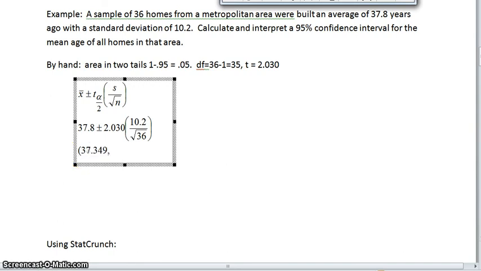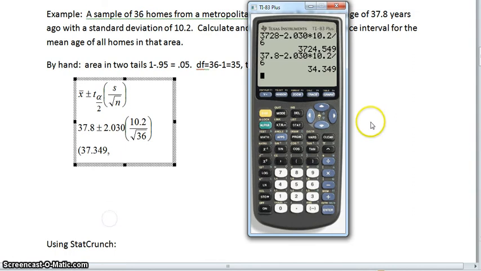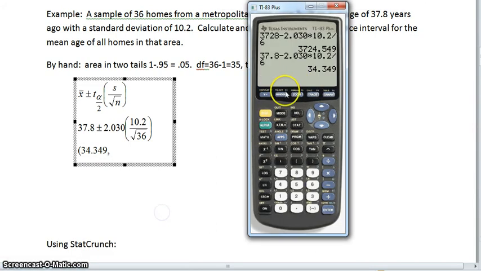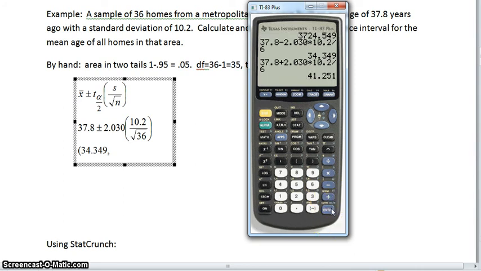And then on the higher side, we get, oh, I made a mistake here. So on the higher side, all we have to do is entry and then change this to a plus. And we get 41.251.